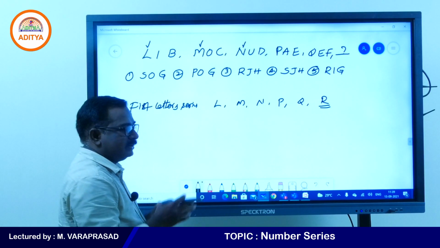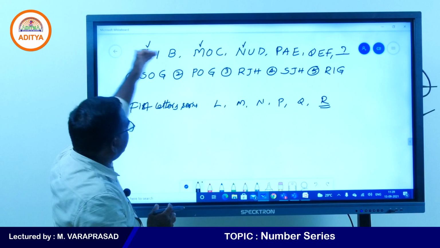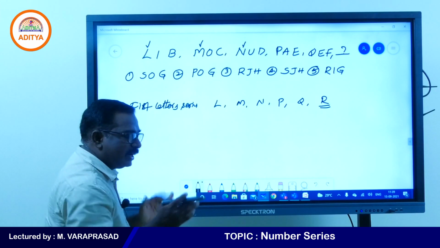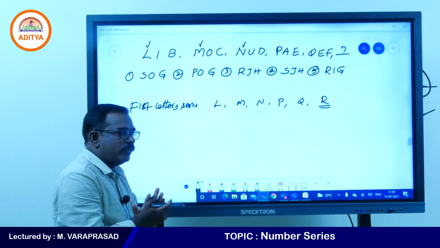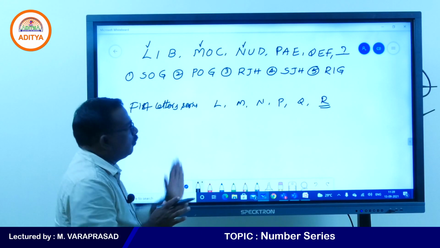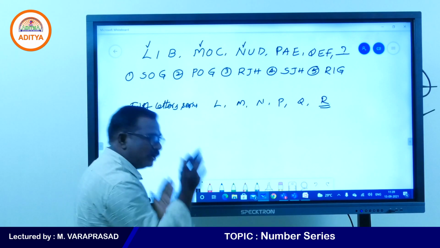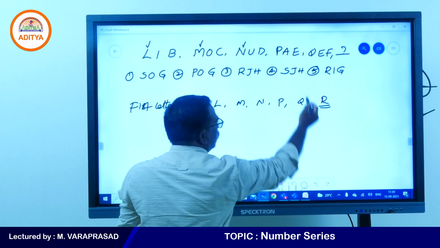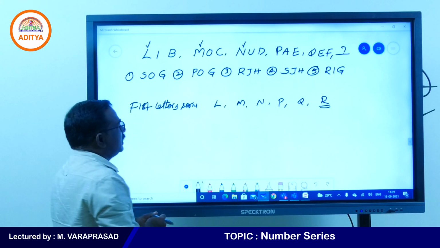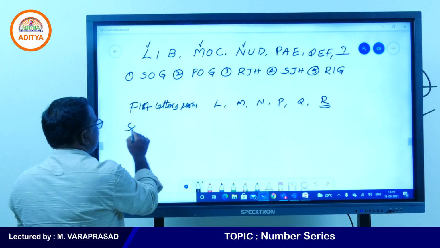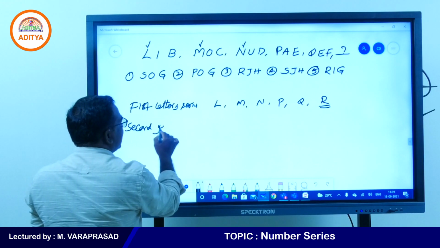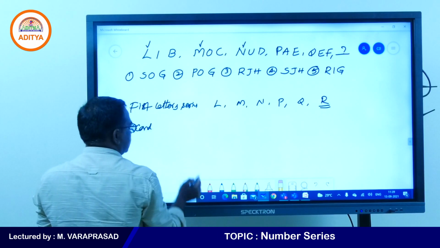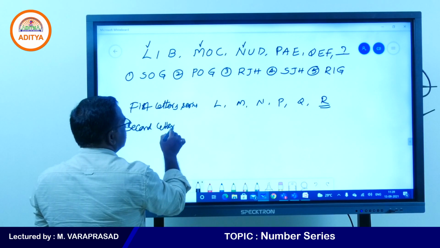somebody didn't understand. Once you see, take the first letter series L, M, N, O is missing. In the English alphabet, 5 vowels are there: A, E, I, O, U. O is missing here, so only consonants are being taken: L, M, N, O is missing, P, Q. So the next one is R. Go for the second letter series. Yes, my students, what is the second letter series here?